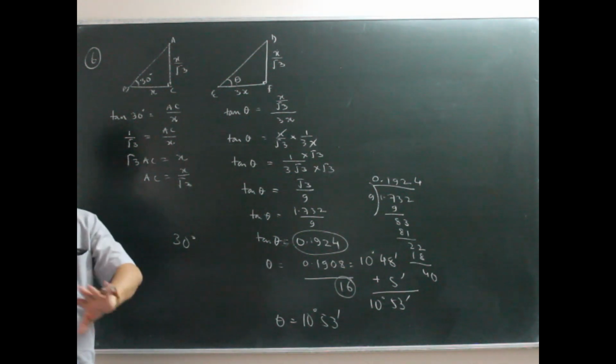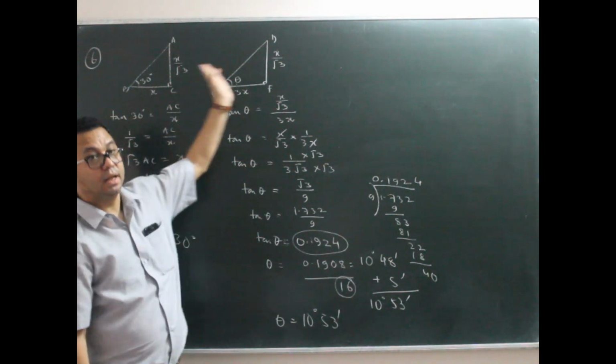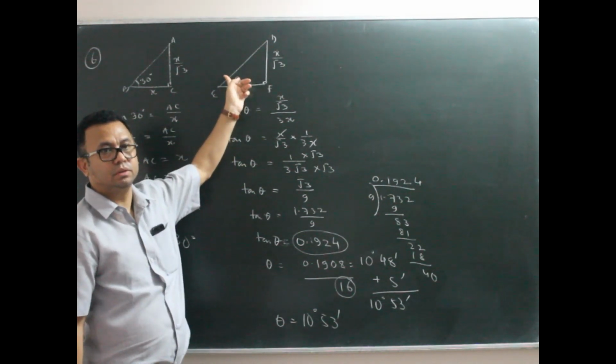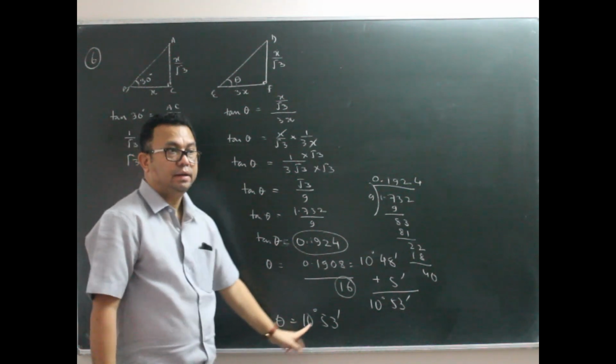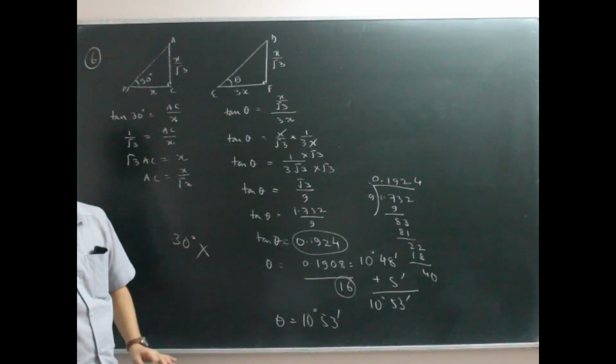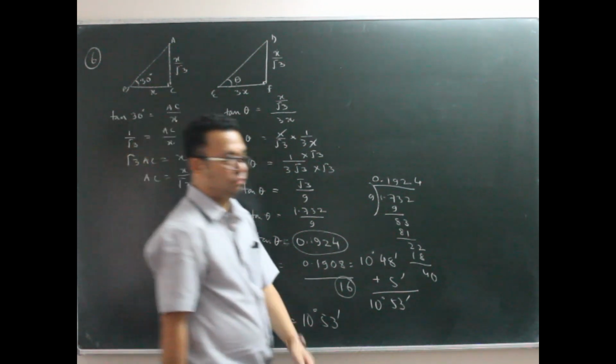So that's why the back answer, don't get fooled by the back answer, is wrong. How can it be 30 degree there and then the sun has moved, that also 30 degree? It's not possible. So that's why the answer is definitely not 30. Your answer is 10 degree and 53 minutes.